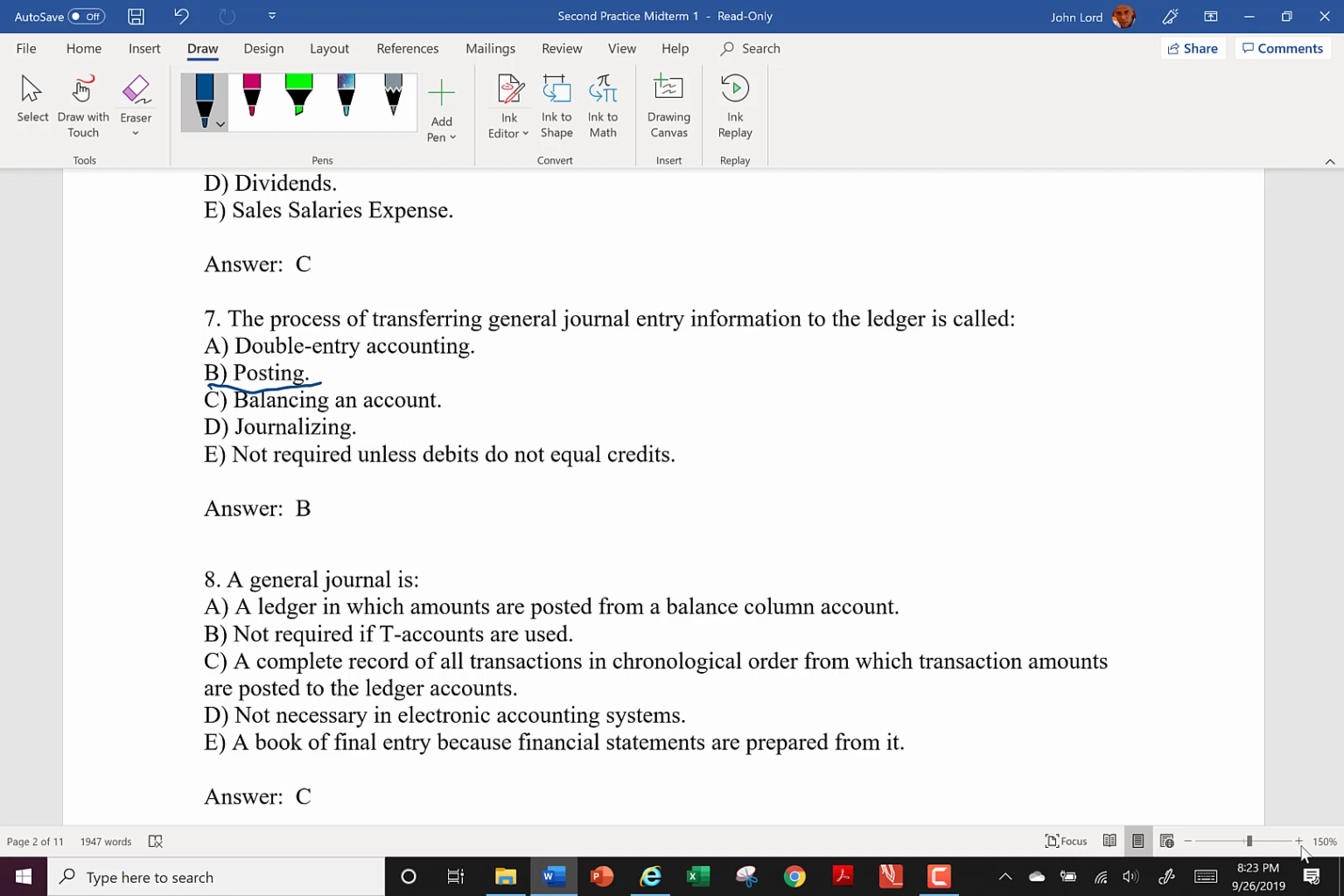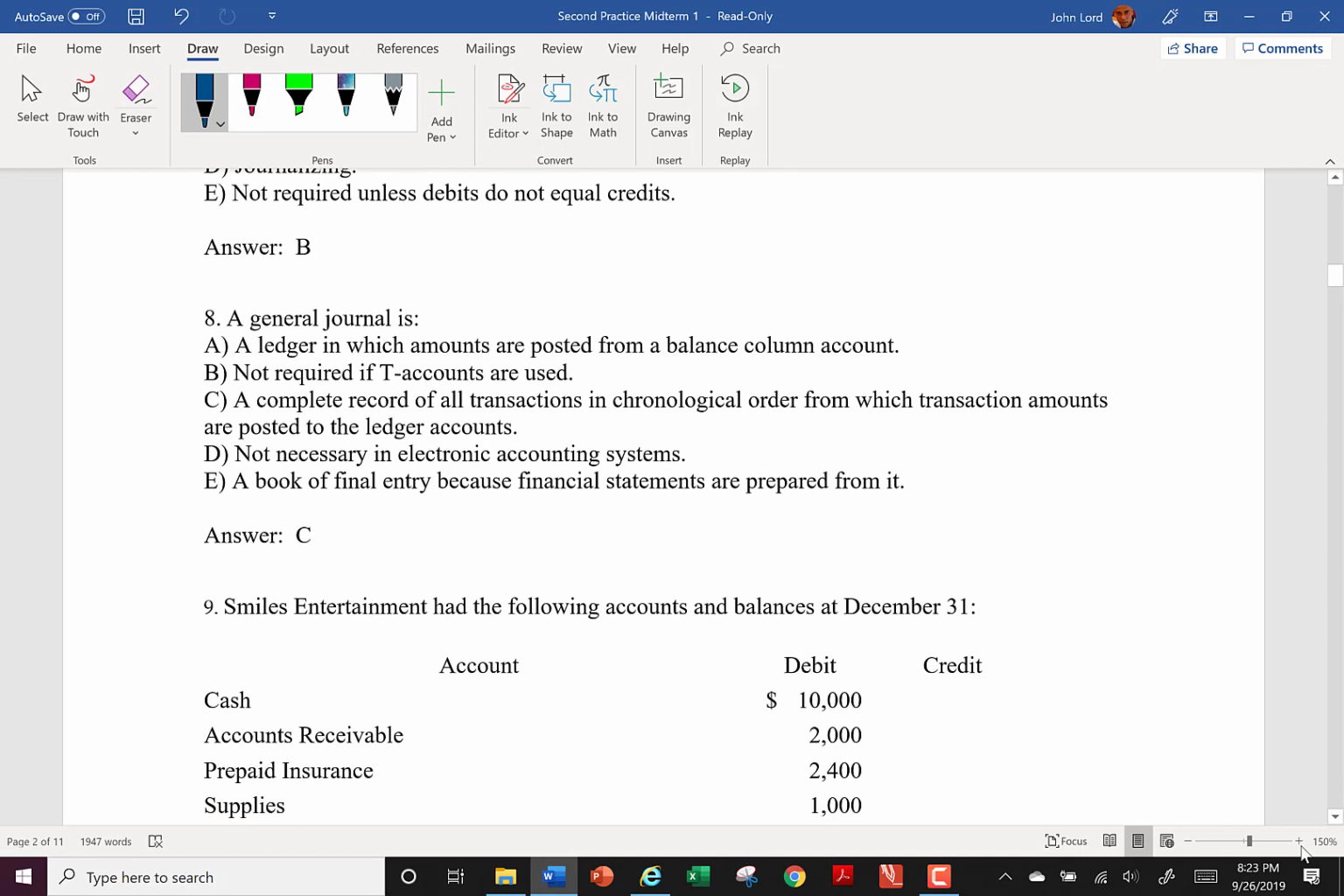Okay? Okay, good. Item 8, a general journal is, and it's what? It was the complete record of all the transactions, and we listed them in chronological order, didn't we? First, we put some cash into the company. So we debited cash, we credited common stock. That was in the journal. Then we posted to the ledger, right?